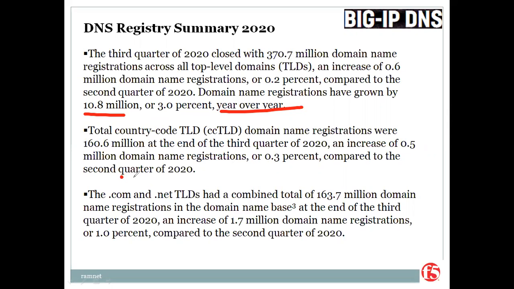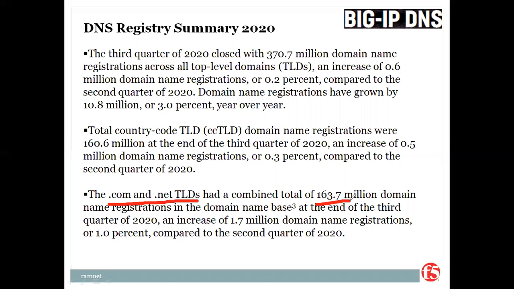These are all compared to the second quarter. Country code means .in. We are having that. .au means Australia. Whether it comes up, so how much has it increased on that one? It keeps on increasing. And .com and .net TLDs, top level domains, increased how much?